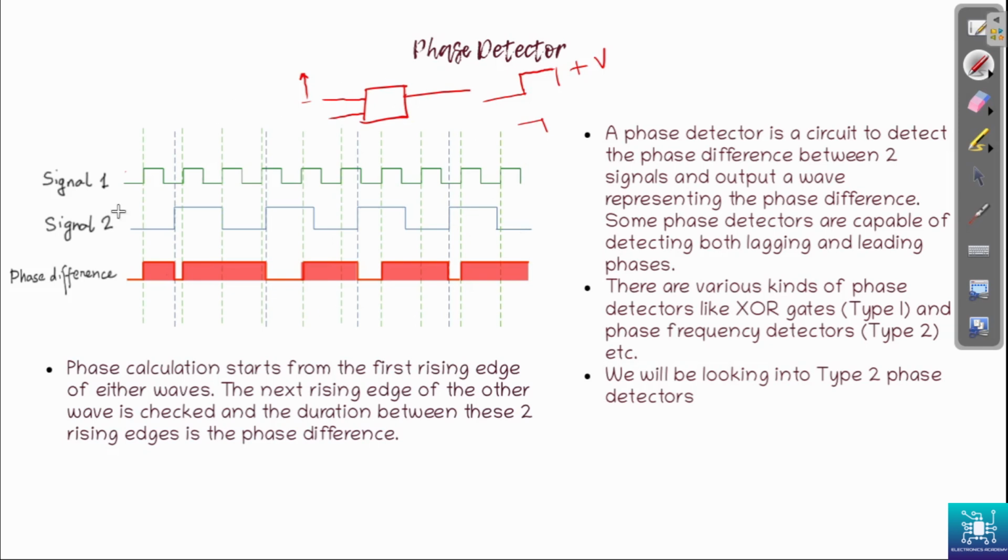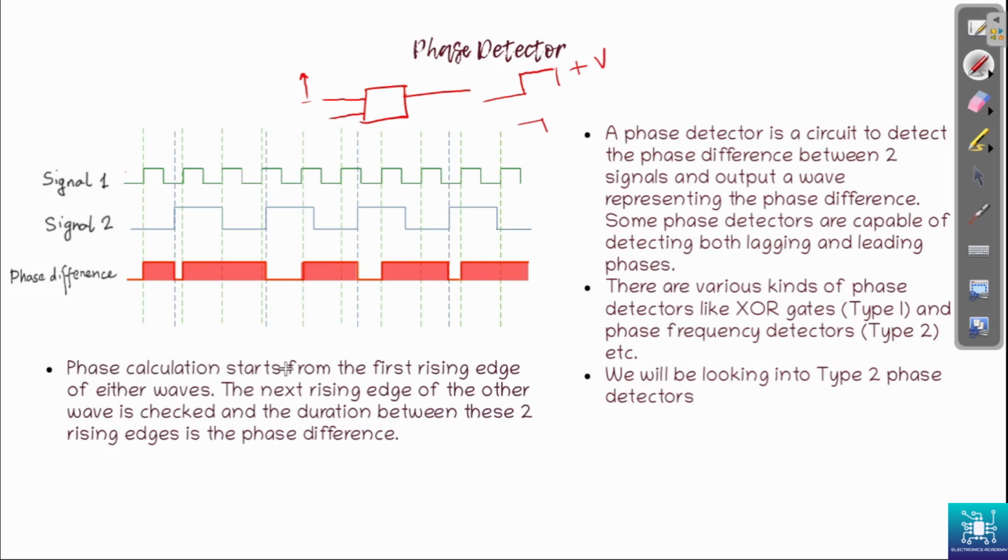So this is the logic that a phase detector follows. A phase detector is a circuit to detect the phase difference between two signals and output a wave representing the phase difference. Some phase detectors are capable of detecting both lagging and leading phases. So we are going to look at the phase frequency detector, which will detect both lagging and leading phases. There are various kinds of phase detectors, like the XOR phase detector, which is type 1, and the phase frequency detector, which is type 2. We are going to look at phase frequency detectors, and that's what is written here.